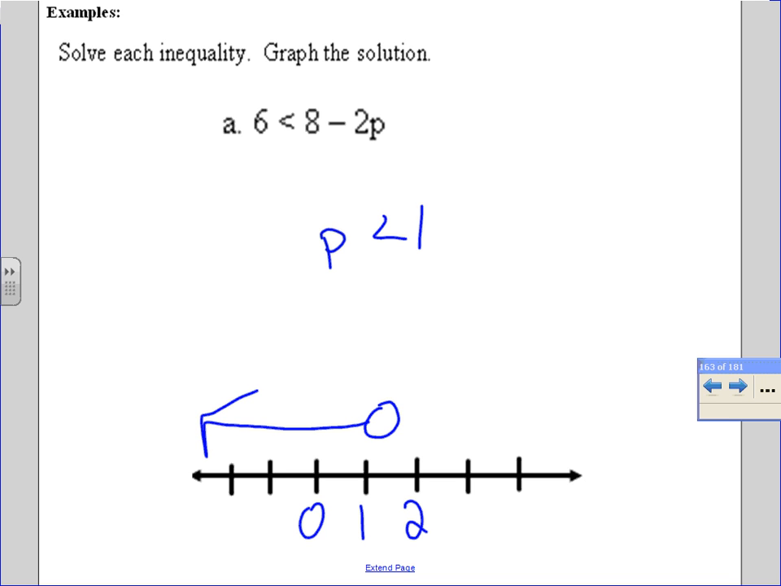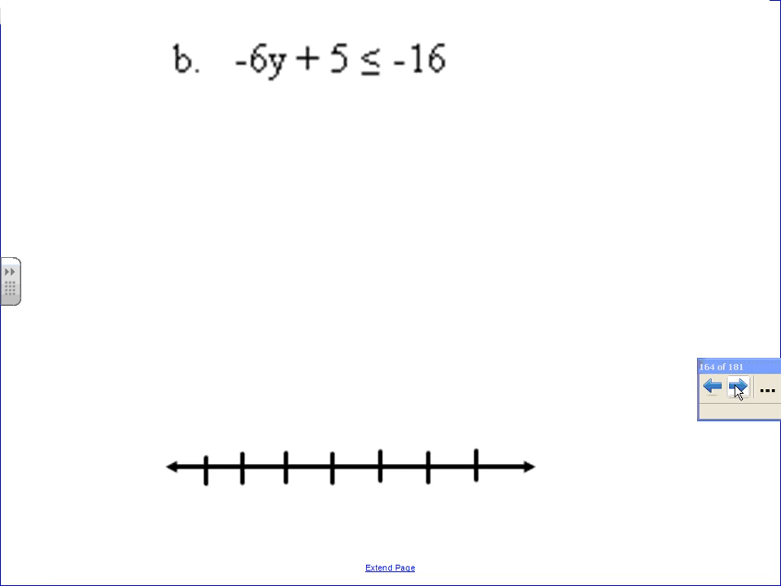Awesome. Okay, everyone check letter A. Letter B, Jeremy and Emma M. What did you guys get? Okay. Number line? Good. What kind of circle? Good. Filled in circle to the right.